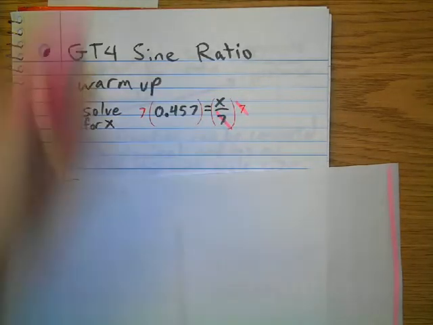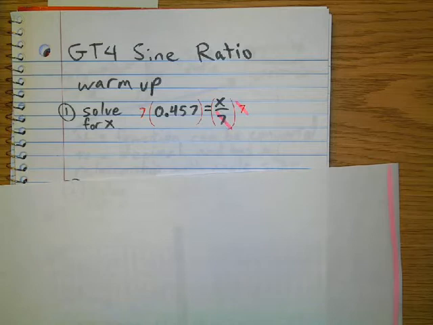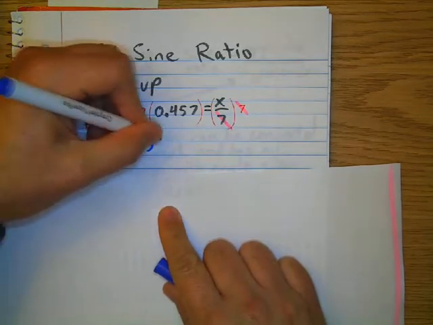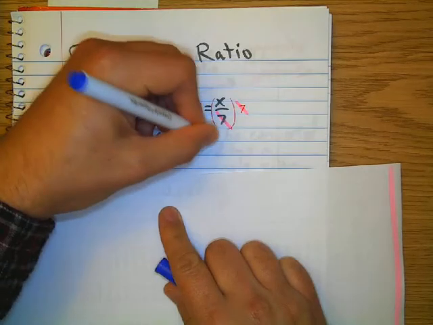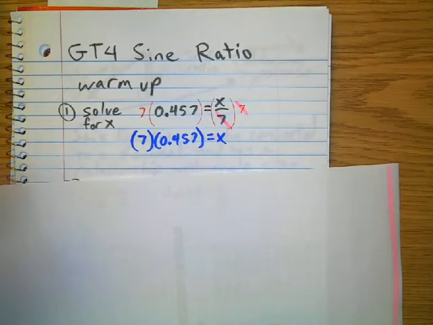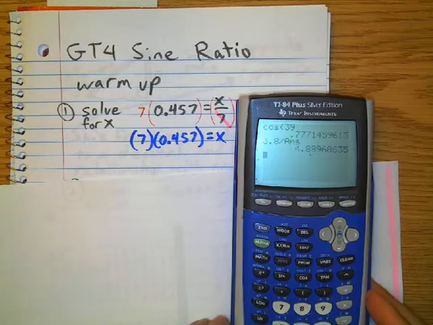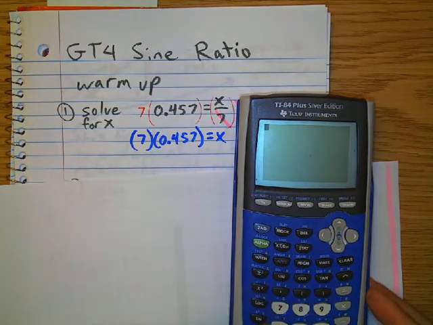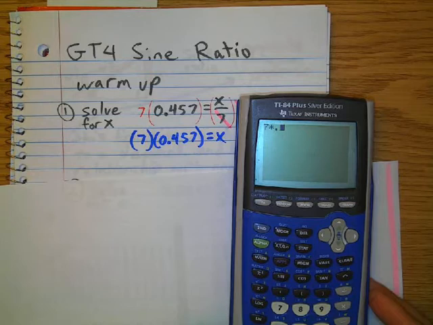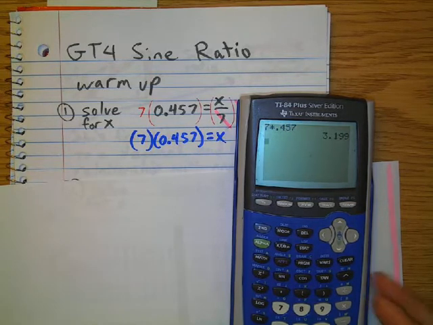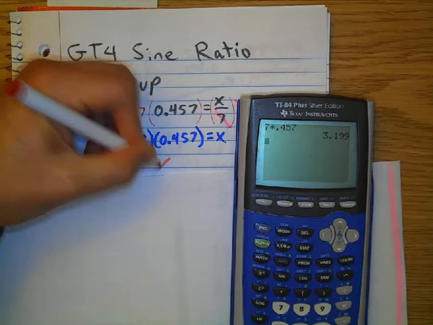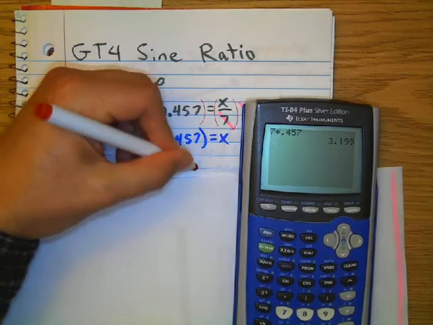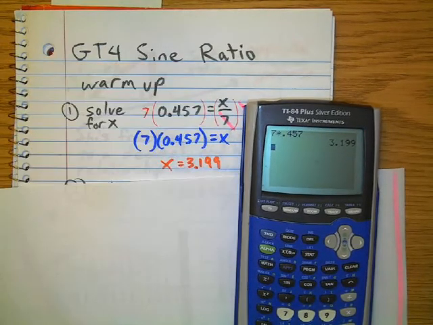And after we've done that, we end up with 7 times 0.457 equals x. So let's multiply them together, and we get 7 times 0.457, and I get 3.199. So x equals 3.199.